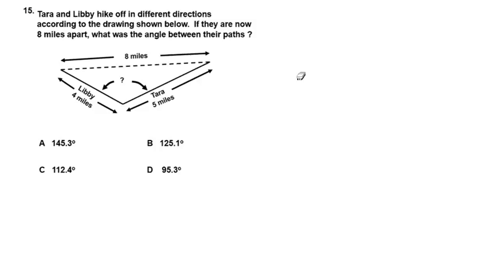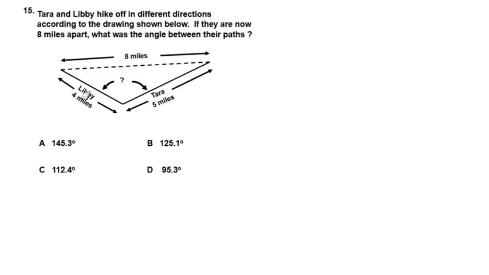This is the Precalculus ACP study guide for the fall of 2015. And this is problem 15 in our study guide. Tara and Libby hike off in different directions according to the drawing shown below. If they are now 8 miles apart, what was the angle between their paths?